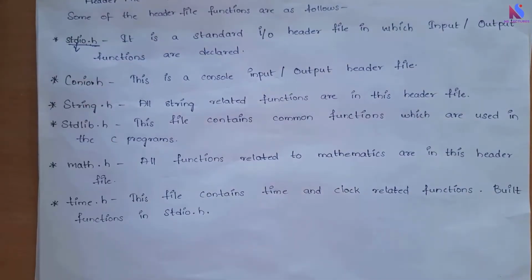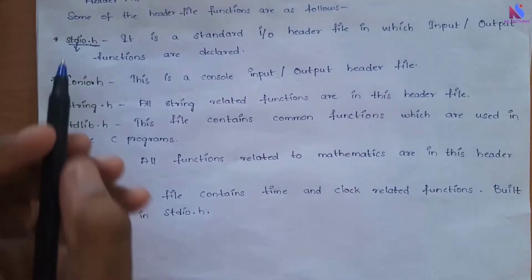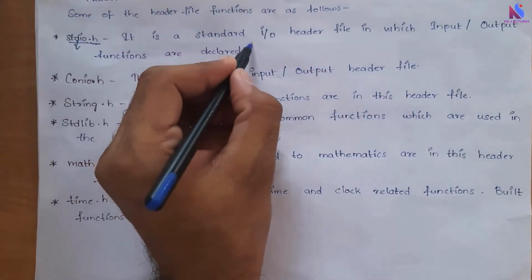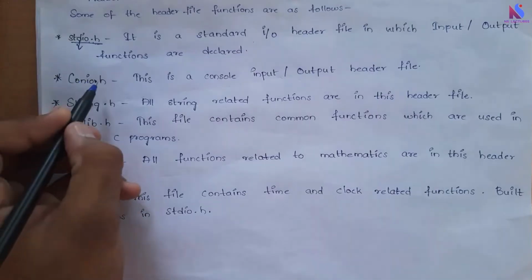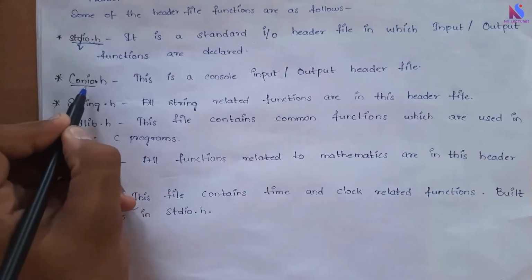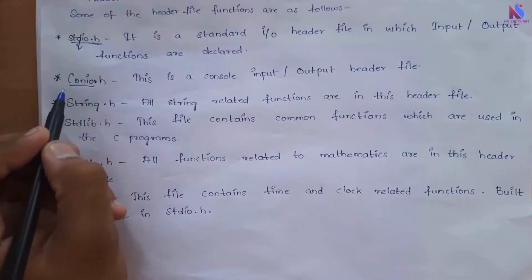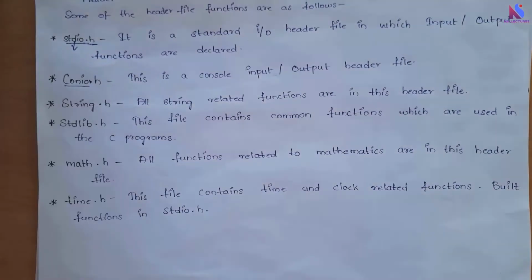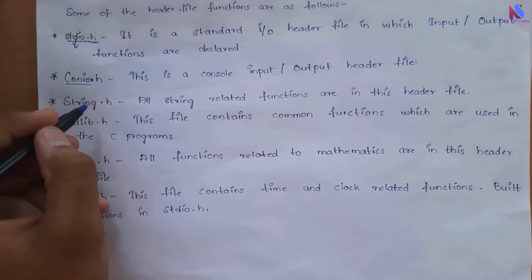All input and output functions are present in stdio.h. For example, printf, scanf, and so on. And next one is conio.h, where conio stands for console input output header file. And next one is string.h. All string functions are present in string.h header file.